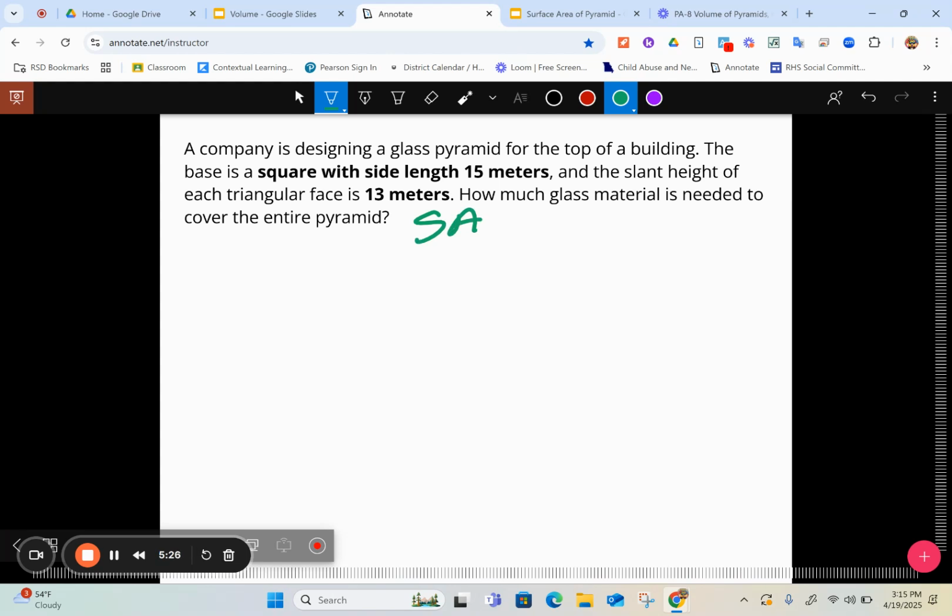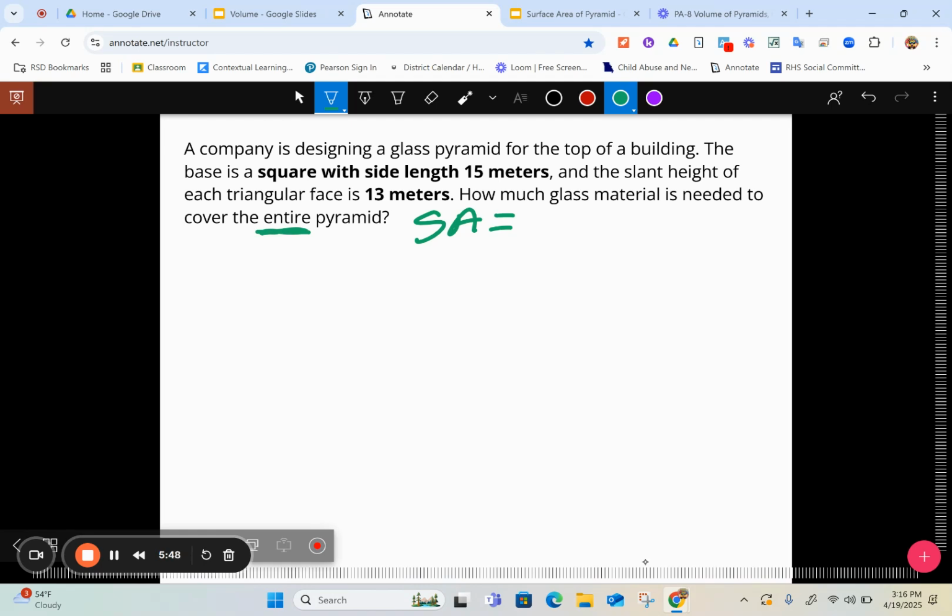To find the surface area, basically you just want to find the area of each surface. A company is designing glass pyramids for the top of a building. The base is this, slant height is this, how much glass material is needed for the entire pyramid, all of it. That's what I was looking for. All of it, so the bottom and the top of it. Okay, bottom and top.